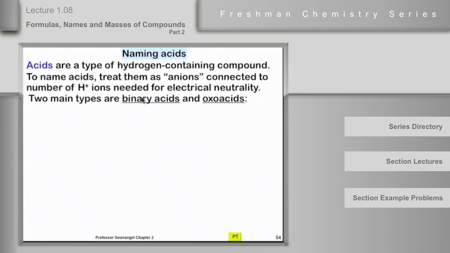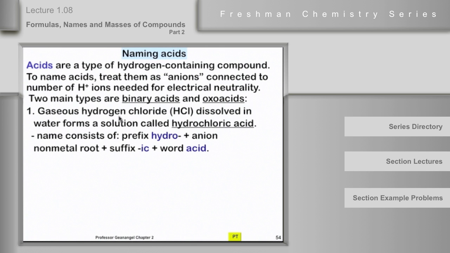As a general rule, we recognize 2 kinds of acids. The first kind is called a binary acid, and the binary acid would be something like HF or HBr. It would have hydrogen and only one other atom in it. Binary meaning 2 atoms. And then the oxo acids, and these are describable as being oxoanions coupled with enough hydrogen ions to make them neutral.